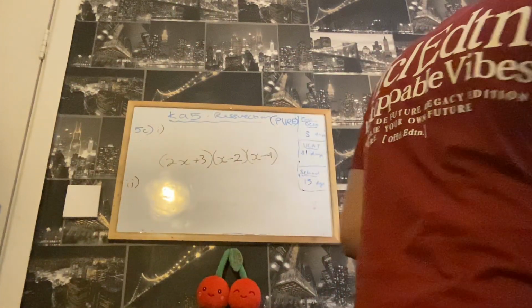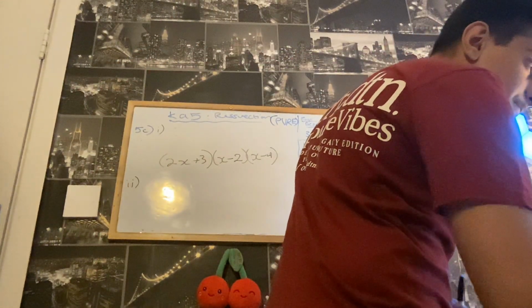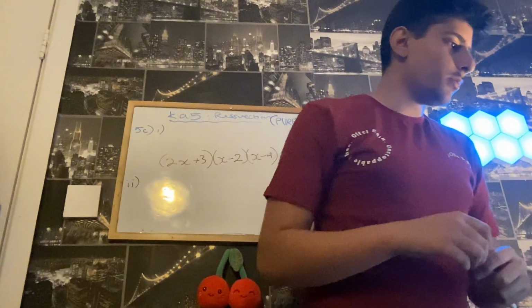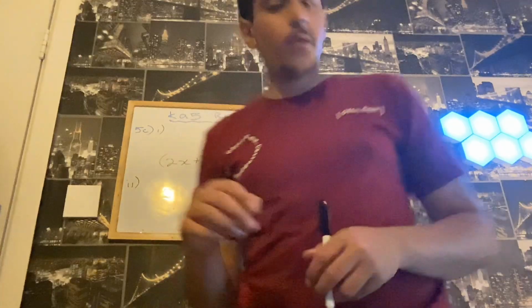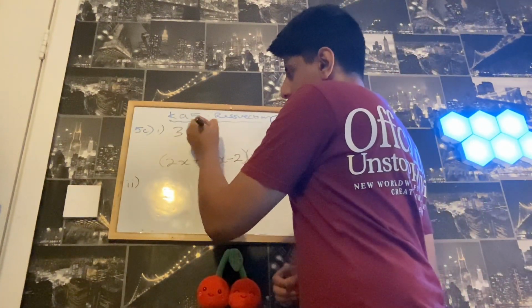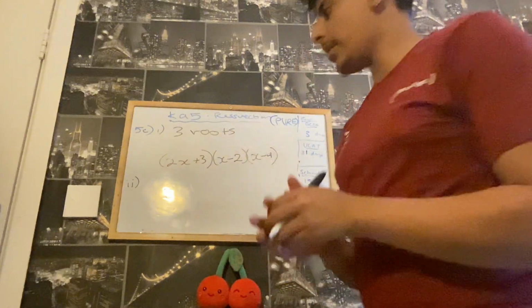Anyways, so C(i) states, state the number of real roots of the equation f of x equals 0. We know that 1, 2, 3, that would be 3 roots. And you have to say 3 roots.